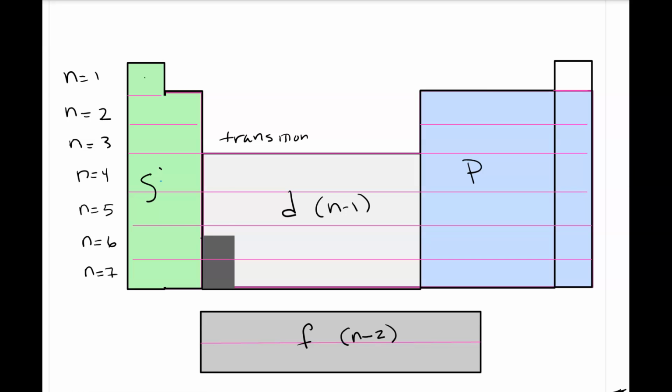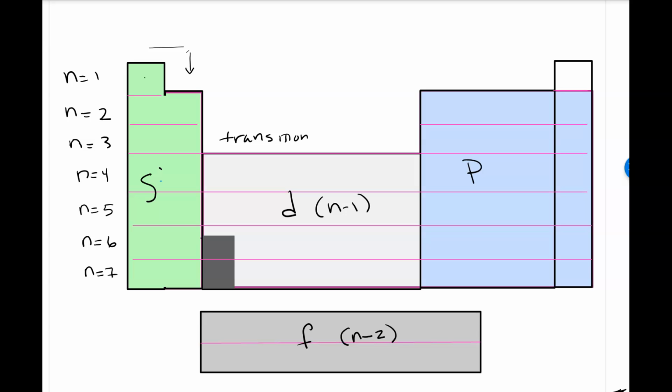So what I mean is that elements that appear in these groups, in these columns, their last electrons filled will be s orbitals. In this blue block, their last electrons that will be filled will be in p orbitals, and the energy level will be associated with each row. And we go from left to right and then down the periodic table.